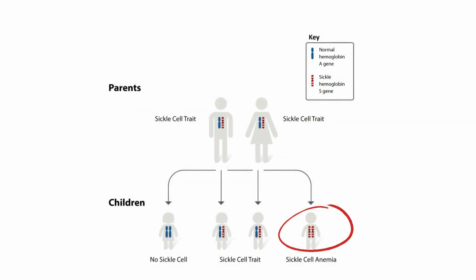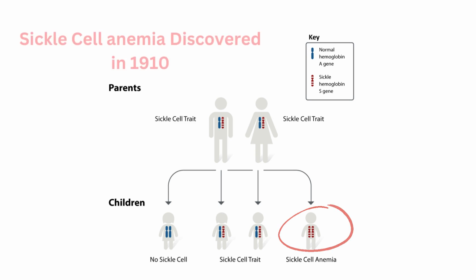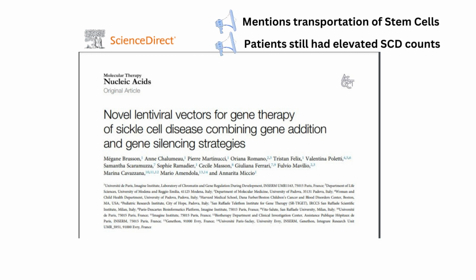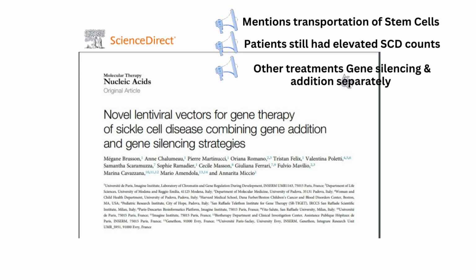Sickle cell anemia was first discovered in 1910, and effective cures and treatments are still being investigated. As the article discusses, a treatment involving the transplantation of stem cells in patients was thought to be effective. However, after a trial, the sickle cell count was still elevated in patients. Other treatments involving gene addition and gene silencing separately have also been tested, although researchers are still searching for a more effective treatment.